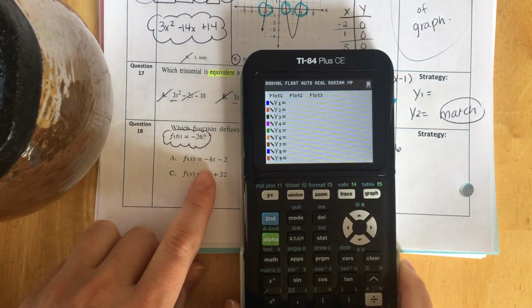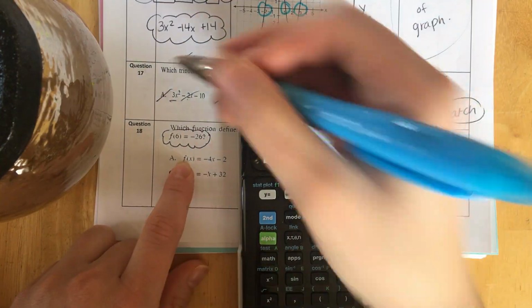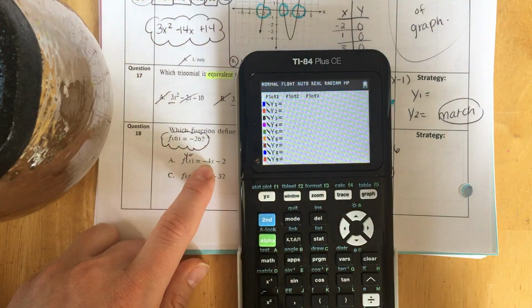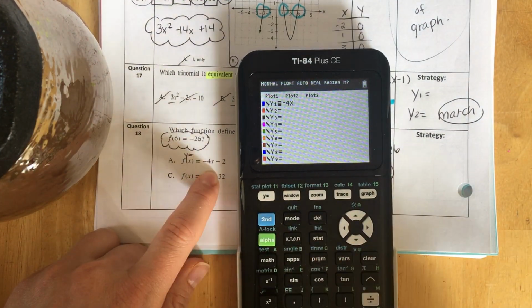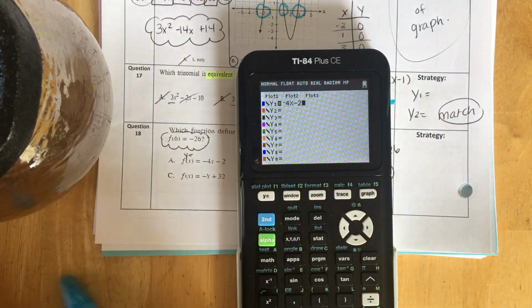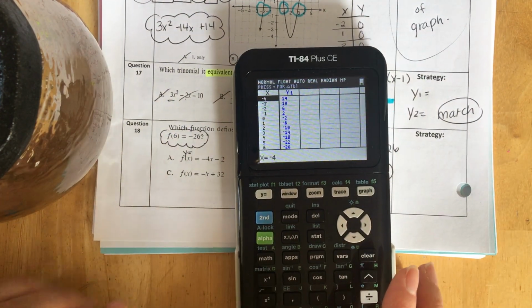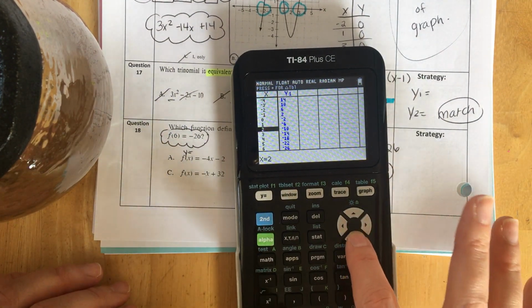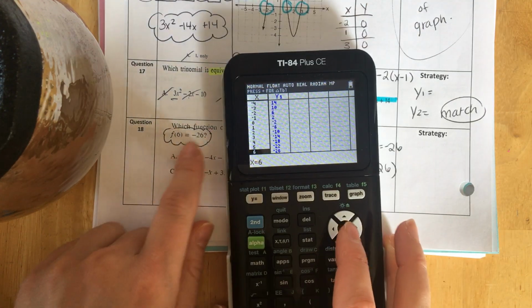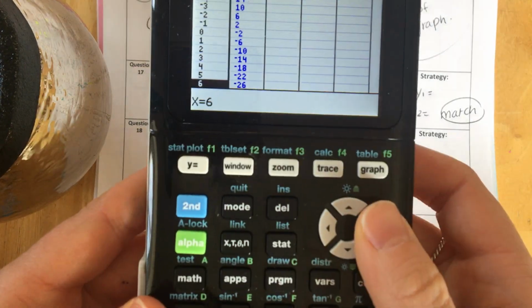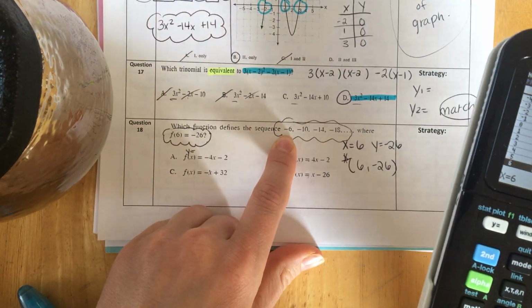So I'm going to plug in, remember f of x means y equals. I'm plugging in negative 4x minus 2. And then I'm going to check my table. I'm first going to check my table for the point 6, negative 26, and there it is, 6, negative 26. But I also want to match it with my sequence, all right?